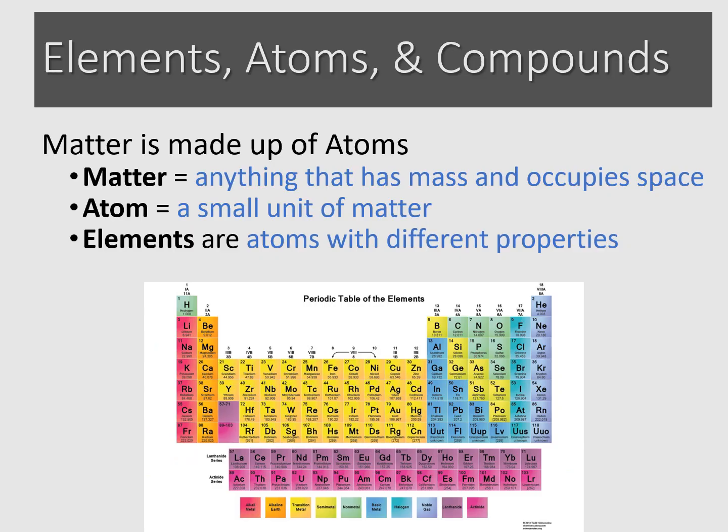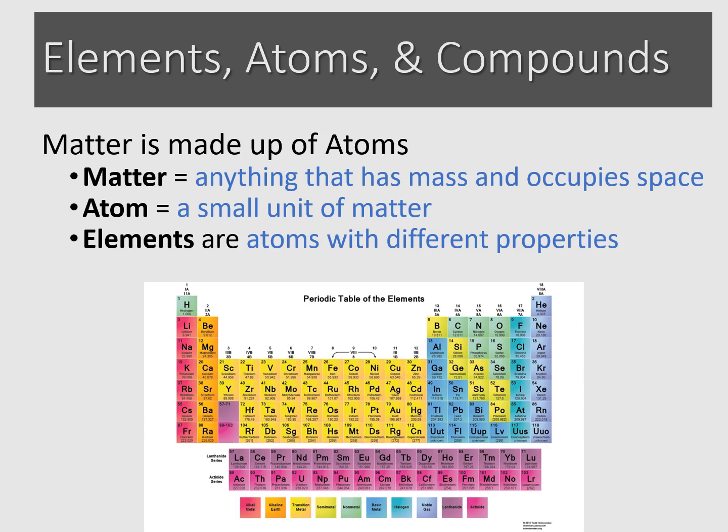So matter. What is matter? Matter is made up of atoms. Matter is anything that has mass and occupies space. So it's a very broad and general term. And an atom is a very small unit of matter. Atoms are not the smallest unit of life. What did we say that was? Cells. Cells are the smallest unit of life, but atoms are small units of matter.